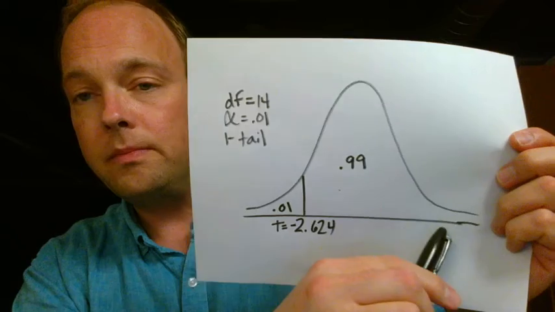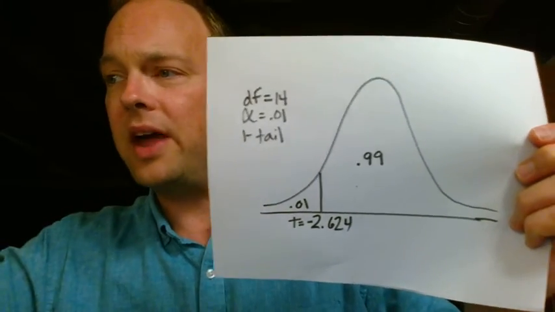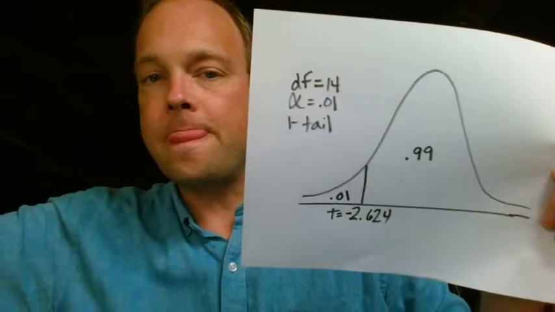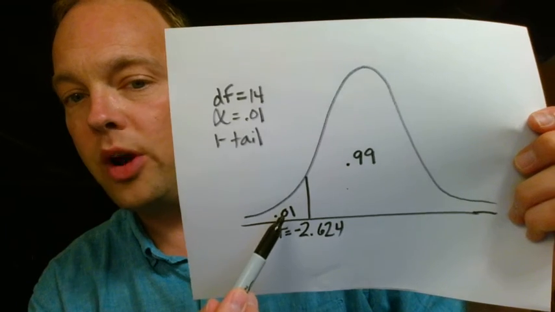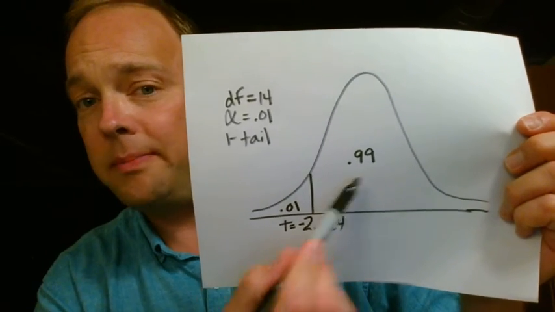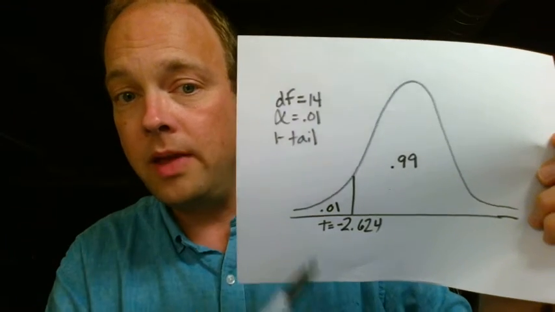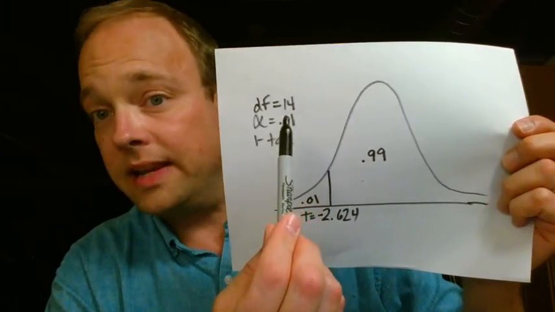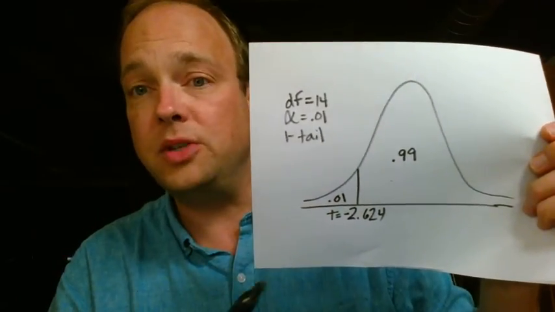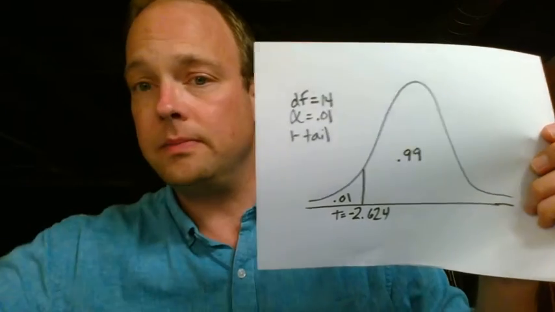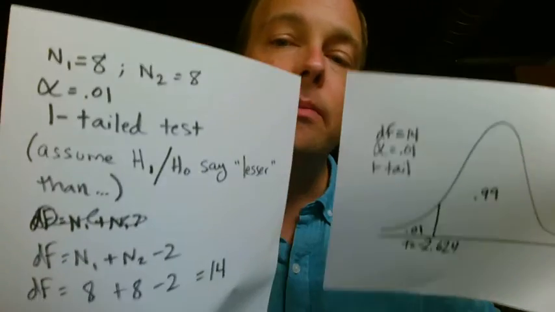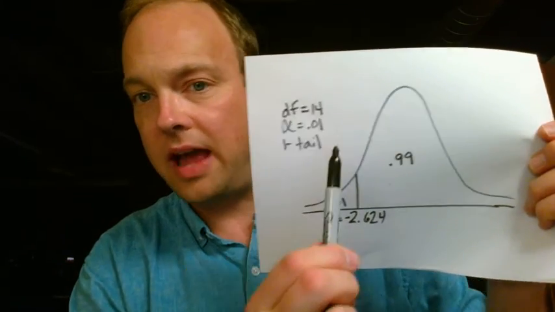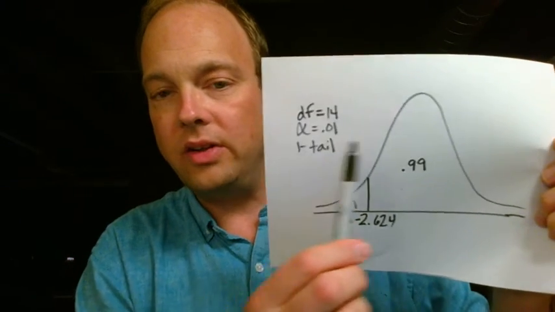Probability distribution, one tail on the left-hand side. Why the left-hand side? Because the information we were working with said lesser, all right? If the tail is 0.01, that means the rest of it has to be 0.99 because all of it together has to equal 1. 0.01 plus 0.99 equals 1. Degrees of freedom are 14. N sub 1 plus n sub 2 minus 2, or in this case, 8 plus 8 minus 2 is 14.